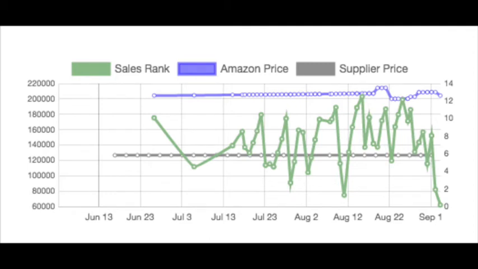Each time the sales rank, the green line, has a sharp downward trajectory, that means a sale has been made. A product with lots of highs and lows indicates a popular product that's been consistently sold. A product with very little movement will more than likely take a long time to sell.